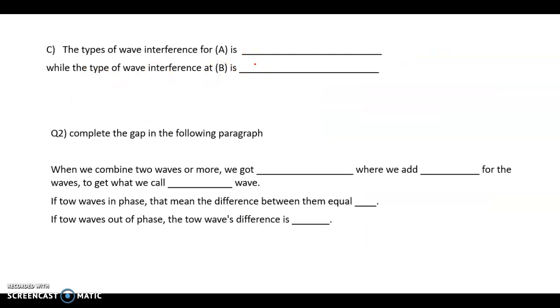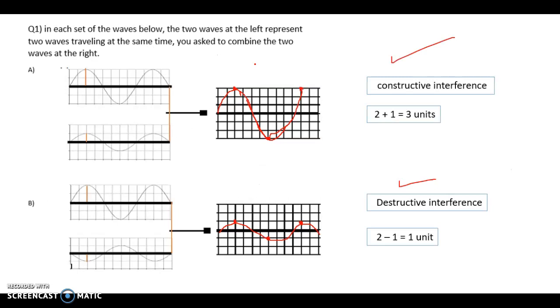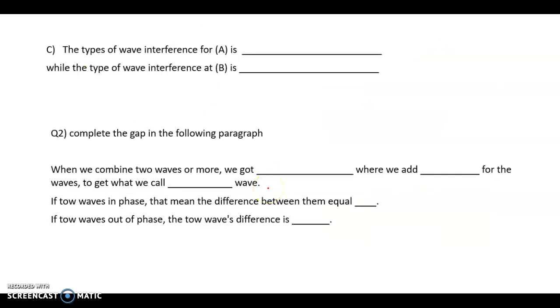You are not able to draw the waves here unless you know which type of interference we have. At A, we know that it's a constructive interference. At B, we know it's destructive interference. Okay, we end question 1. Now we are going to question 2. Complete the gap in the following paragraph.